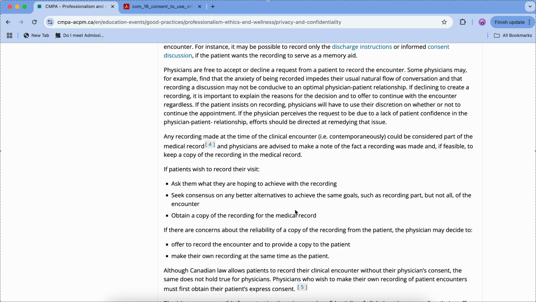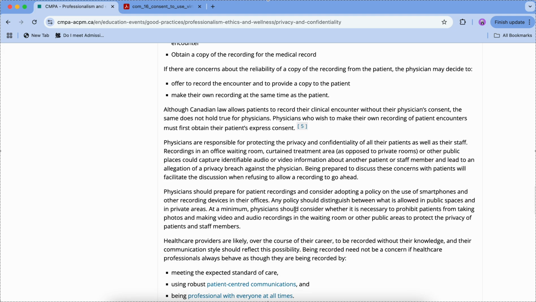But if the patient wants to do it and you want to continue your encounter, that's a different story. So it's just related to the law. Physicians are responsible for protecting the privacy and confidentiality of all their patients as well as their staff. Recording in the office waiting room or curtained treatment area, as opposed to private rooms or other public places, could capture identifiable audio and video information about other patients and the staff members and lead to allegations of a privacy breach against the physician.